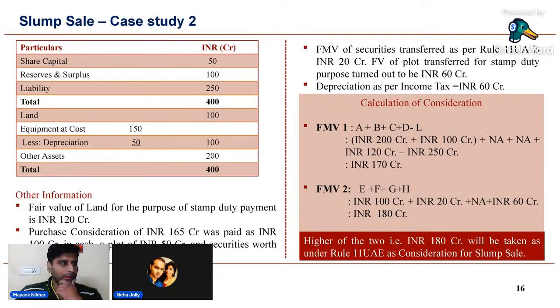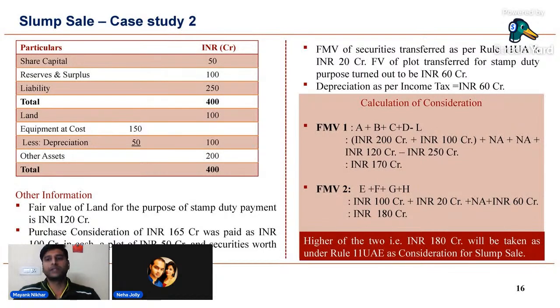So now the purchase consideration that has been received is 165 crores. Sorry, the total purchase consideration is 165 crores, out of which 100 crore was paid in cash. There was a plot of INR 50 crores, and there were securities worth 15 crores. This is the breakup of 165 crores.